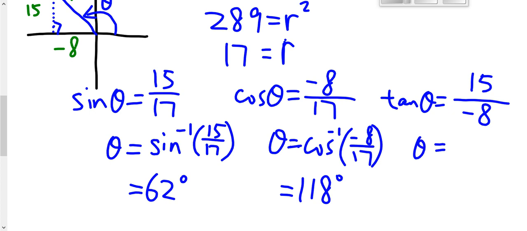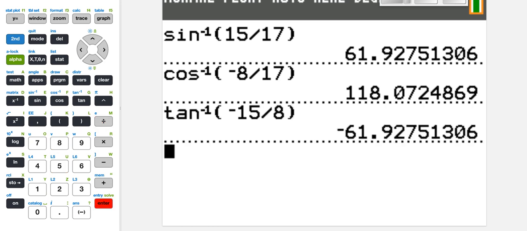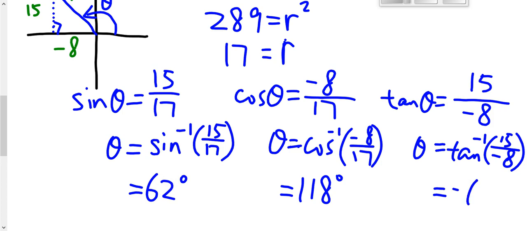You might want to pause for a few seconds. Inverse tan of the ratio for this one, 15 over -8. So inverse tan, -15 divided by 8, close bracket, enter. That gives you -62 degrees. I don't know if you guys learned this last year or not, but I hope this is not too bad if this is the first time you ever learned using a trig ratio to find the angle.